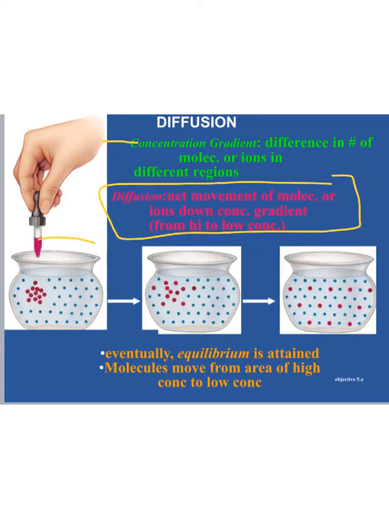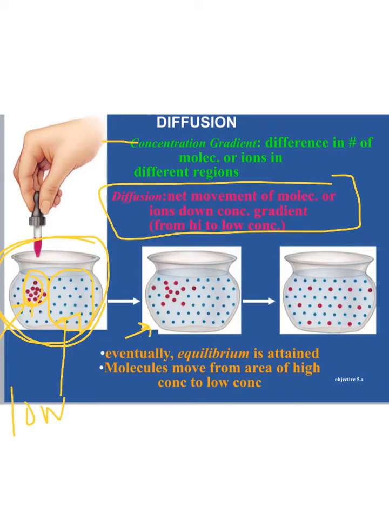So for example, in this bowl here, we have a concentration gradient of food dye. We have a very high concentration of dye in this area, so this would be a high concentration. Over here, where we have no colored particles, that would be a low concentration. So as those dye particles start to spread out inside the beaker, we get something that looks like this second picture here.